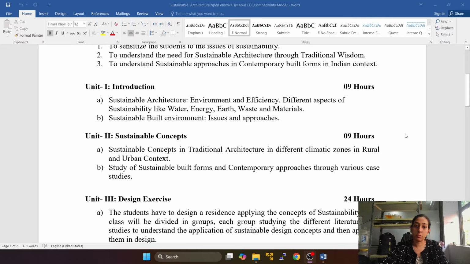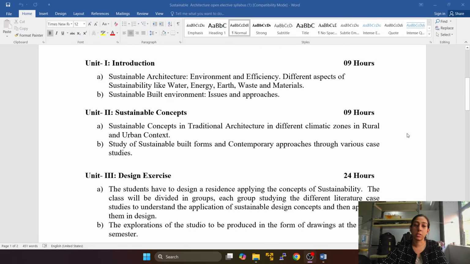So how are the units divided? First is the introduction to sustainable architecture: environment and efficiency, and different aspects of sustainability like water, energy, earth, waste, and materials. Sustainable built environment issues and approach. So first would be the introduction and how different elements, water, energy, earth, everything, are considered to make it more sustainable, or how we can use these parameters to make our design sustainable.